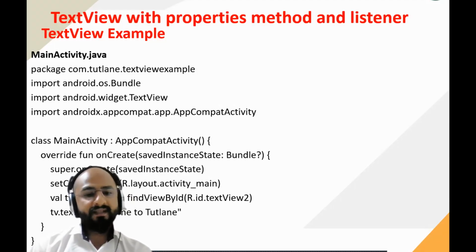Now the important code is these four. Here I have created an object of the text view. See over here, val tv: TextView. So what I have done, I have created a variable with the data type of TextView, equal to findViewById(R.id.textView2).